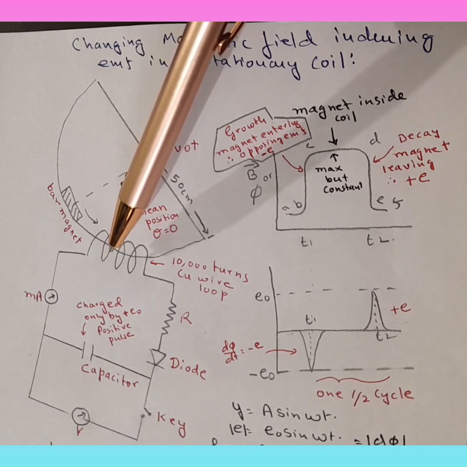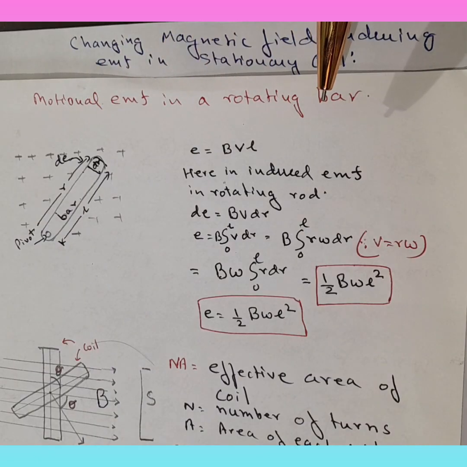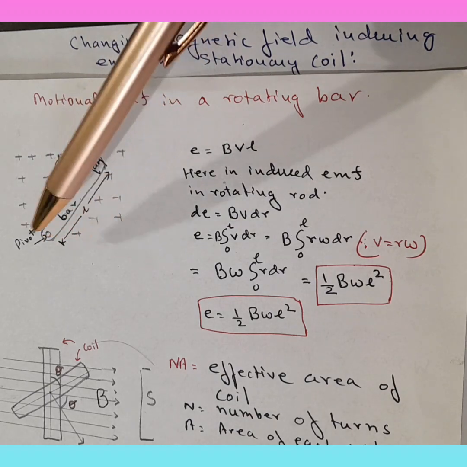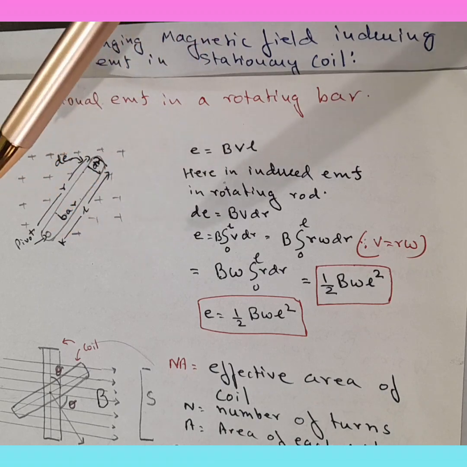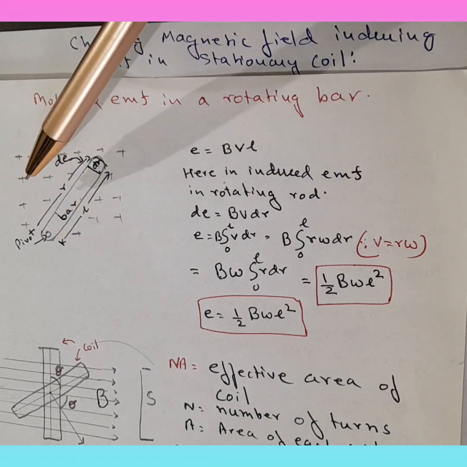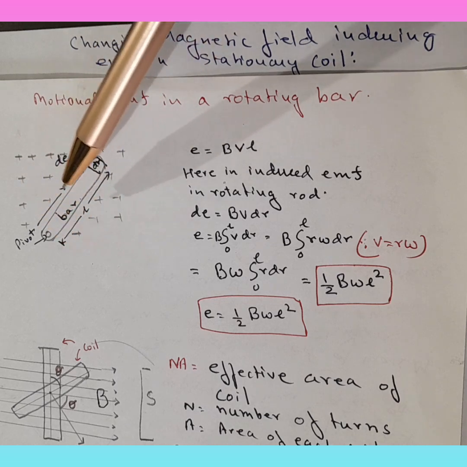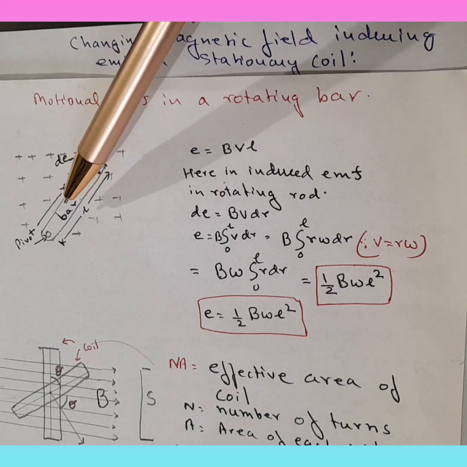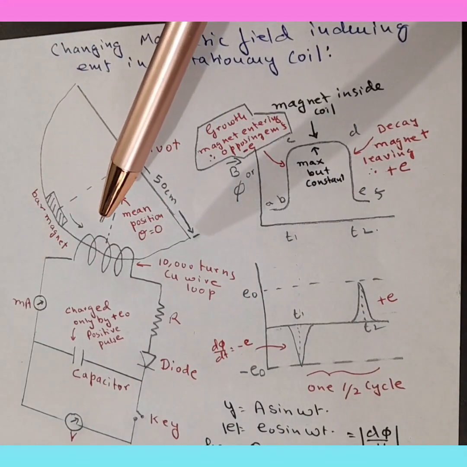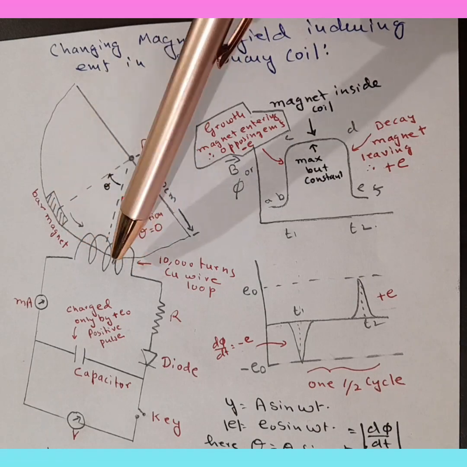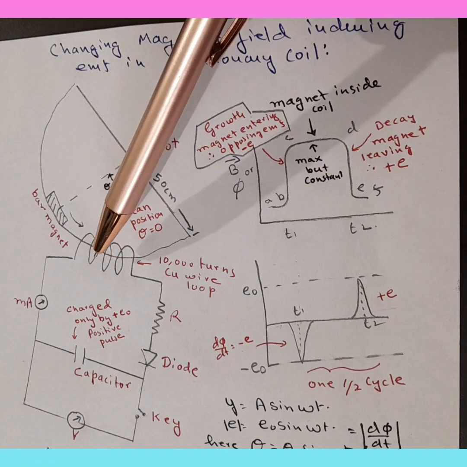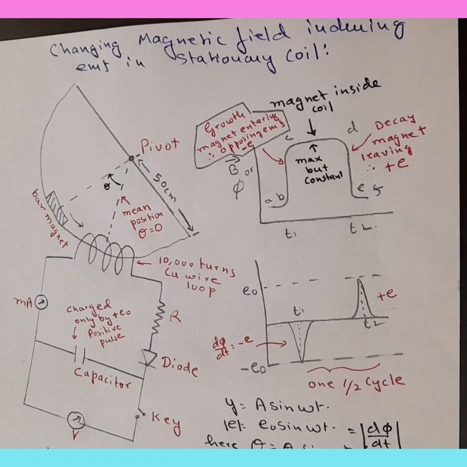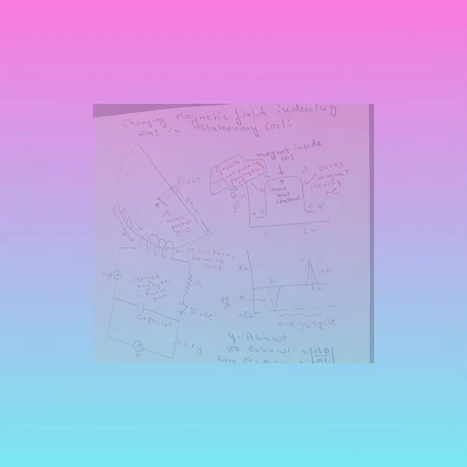Earlier what we had seen was motional EMF in a rotating bar. Now this was a rotating rod. The rod was rotating, but the magnetic field which was there was stable. So the magnetic field was stable and the rod was rotating, owing to which there was EMF generated in this rod. But now what we would see is this magnetic flux being cut by a stationary coil, and in the stationary coil EMF is generated. Alright, so that's the difference between that and this. Quite interesting. Okay, let's check out how it works.